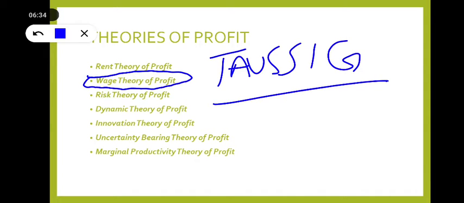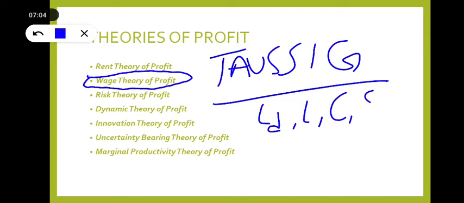Taussig. Taussig is an American economist. According to this theory, profit is also the type of wage which is given to the entrepreneur for the services rendered by him. In other words, profit is the wage of the entrepreneur which accrues to him on account of his ability.